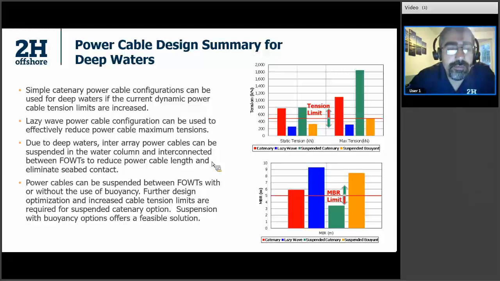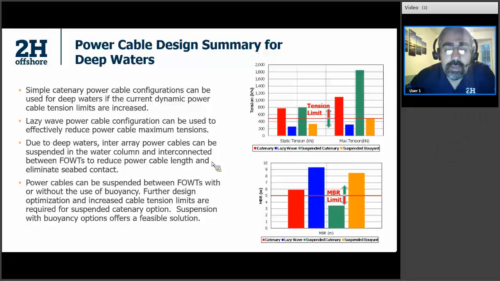The lazy wave power cable configuration, as it is used in shallow water, can be used for deep water, and with the existing power cable cross section, it can be a feasible solution. And deep water brings the opportunity for inter-array cables to be suspended between the floating foundations, and that can reduce the power cable length, reduce the cost, and also eliminate the seabed contact, and any auxiliary equipment that is needed on the seabed is eliminated.